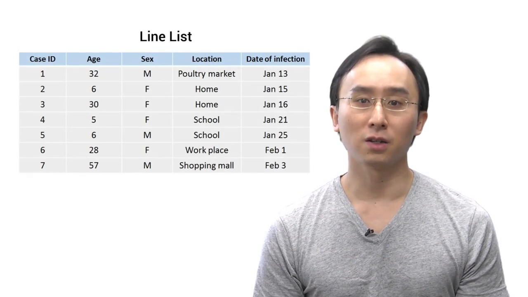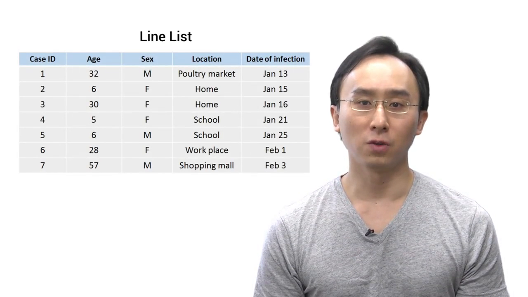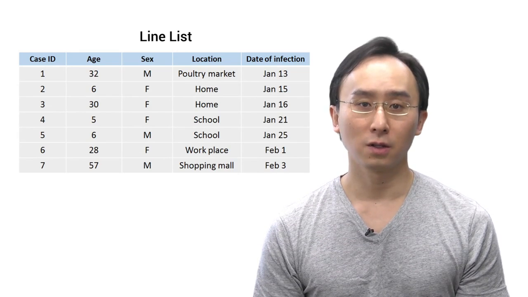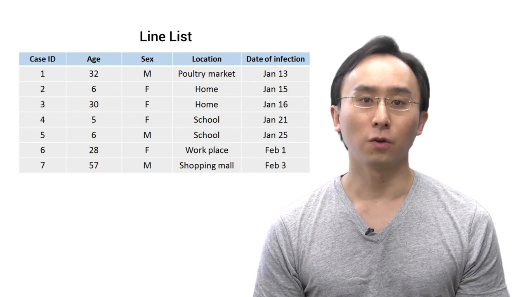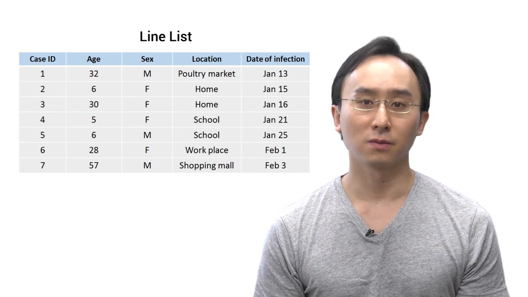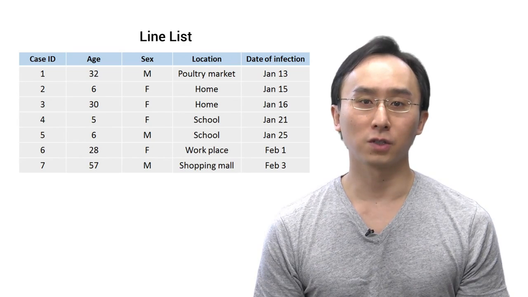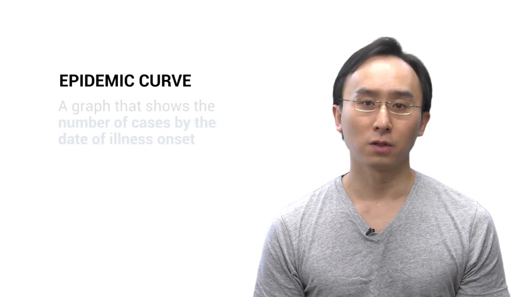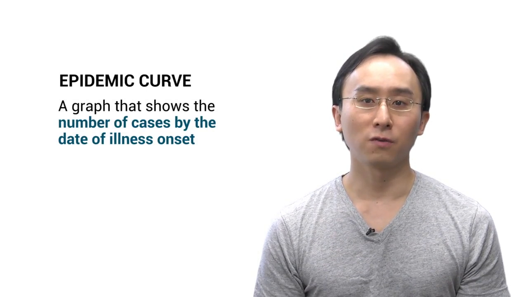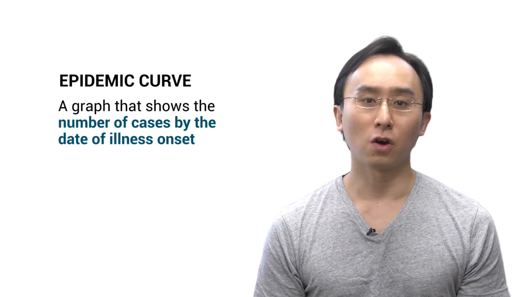When we investigate an epidemic, the first step is usually to create the so-called line list, which records the time of illness onset, location, and other relevant information for each identified case. The next step is usually to look at the number of new cases over time. An epidemic curve, or epi curve, is a graph that shows the number of cases by the date of illness onset.